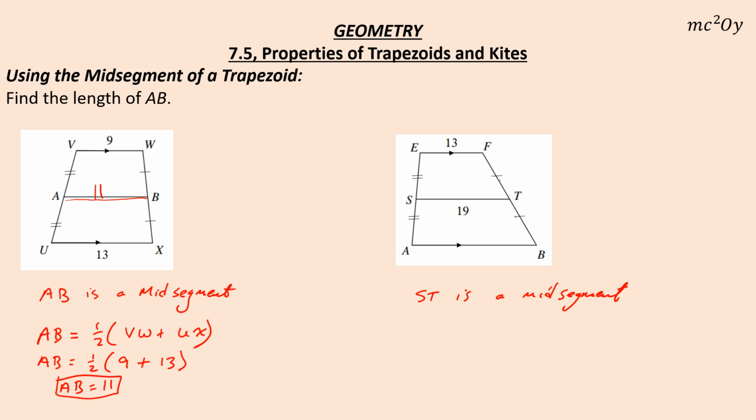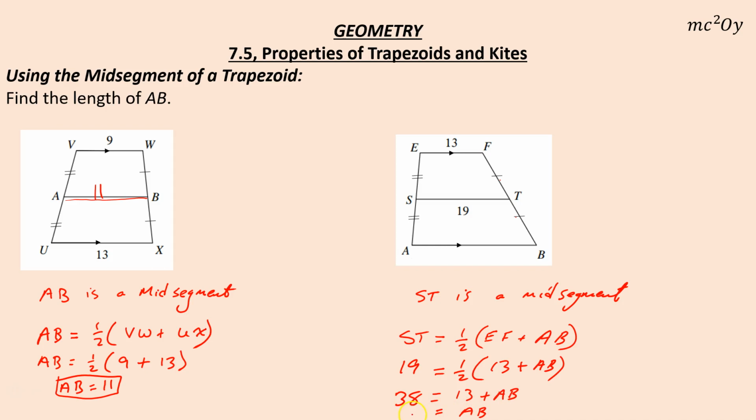And similar over here, ST is equal to 1/2 of EF plus AB. So this time when we're trying to find AB, we already know ST. ST is 19, and that's 1/2 of, we know EF is 13, plus AB. So I'm going to get rid of this 1/2 by multiplying by 2. So that's going to give me 38 is equal to 13 plus AB. And then I find that AB is equal to 38 minus 13, or 25.